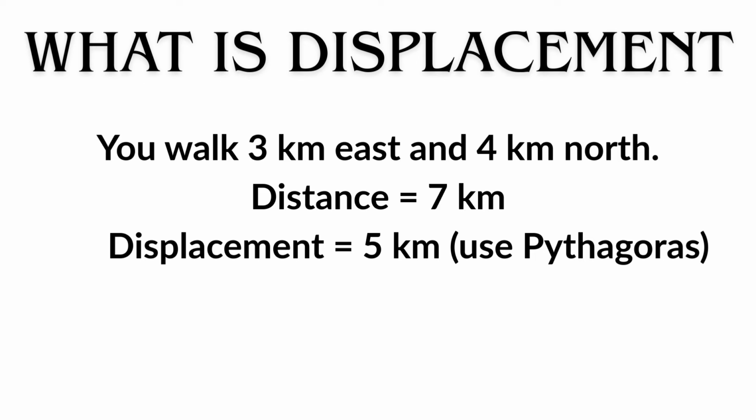For instance, you walk 3 km east and 4 km north. Distance will be 7, 3 plus 4, because it's irrespective of direction. But if we talk about displacement, it will be 5 km. And this will be calculated by using the Pythagoras theorem. We will discuss this later.